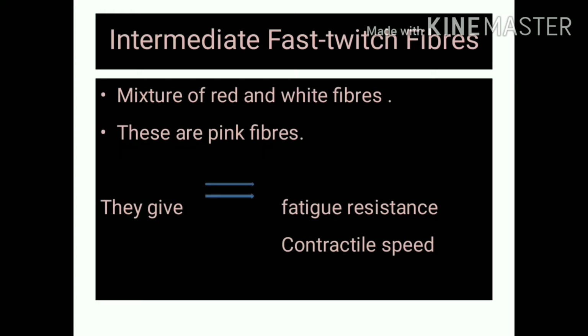The third one is intermediate fast twitch fiber. They are a mixture of red and white fiber. They are pink in color and they give fatigue resistance and contractile speed.